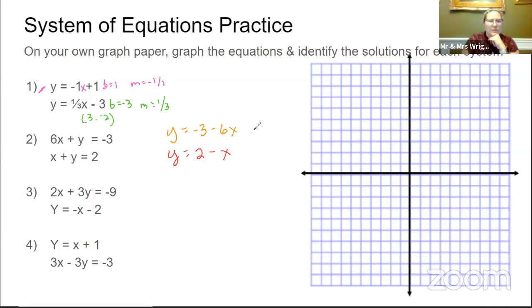All right, so with this one, I know that b is -3, and my slope is -6/1. And with the red one, I know that my y-intercept is going to be 2, and my slope is going to be -1/1. So I'm going to start by graphing the red line just because that's the color I have in my hand right now. -1/1.